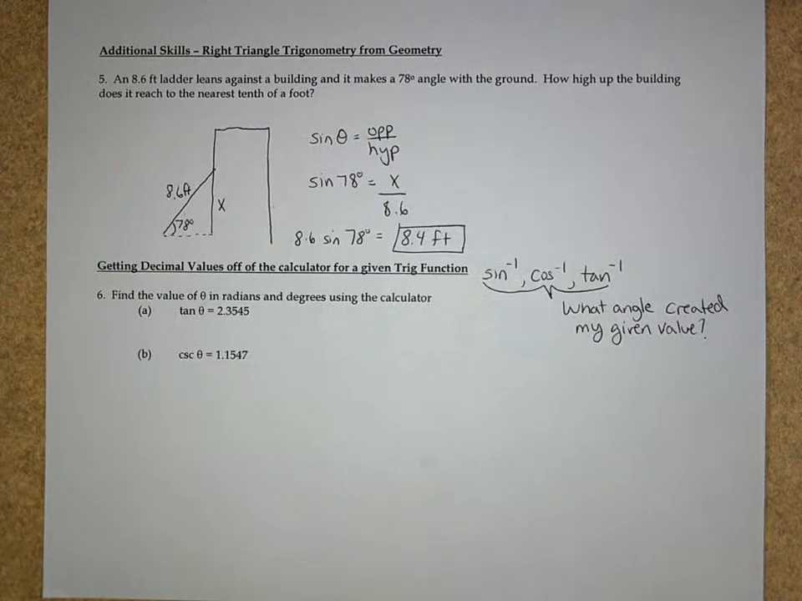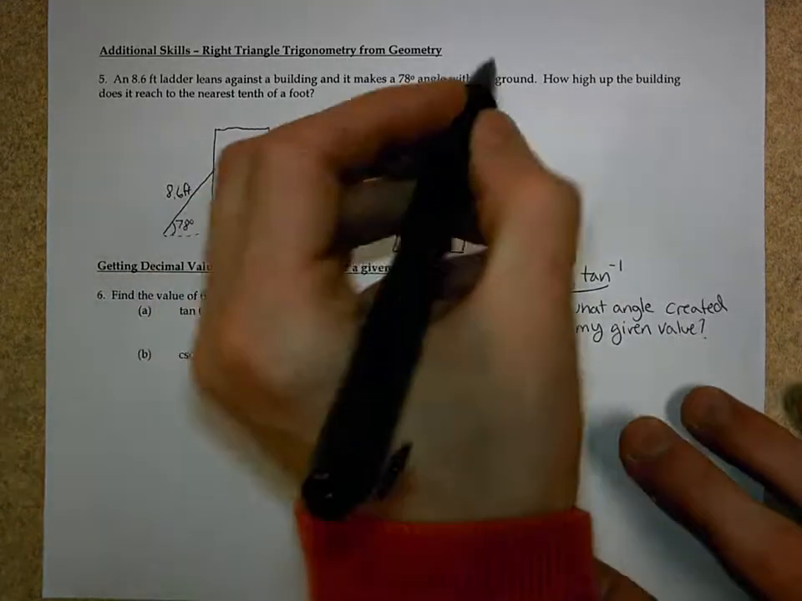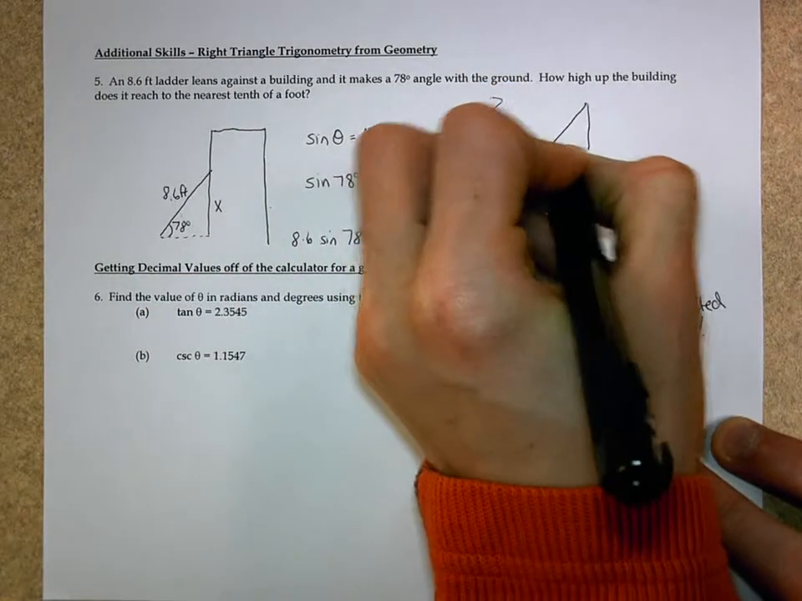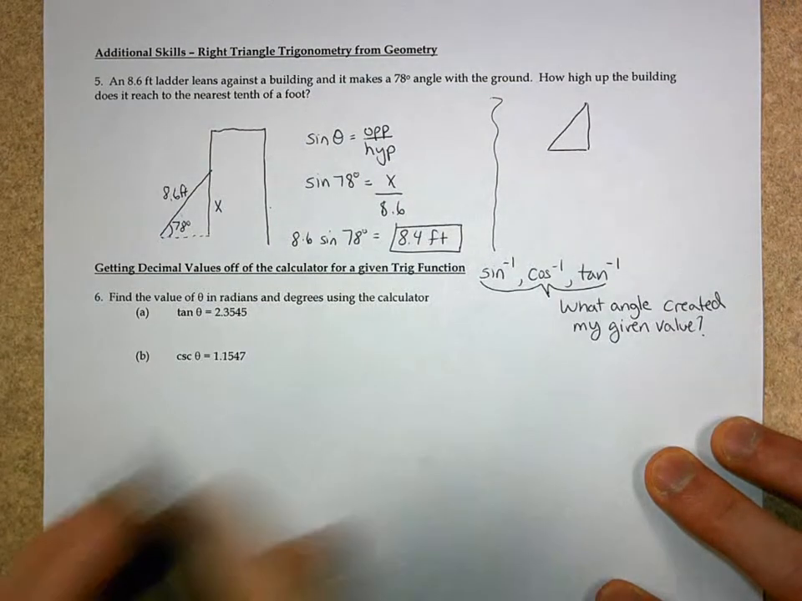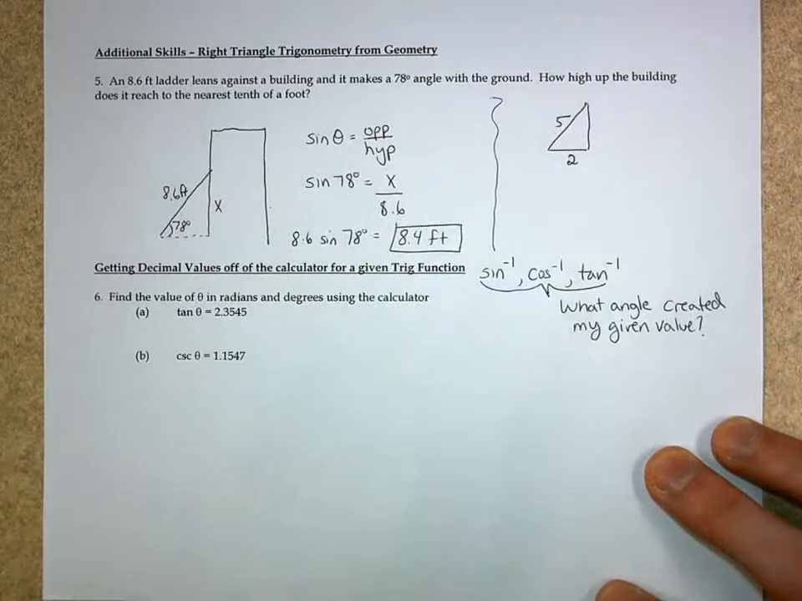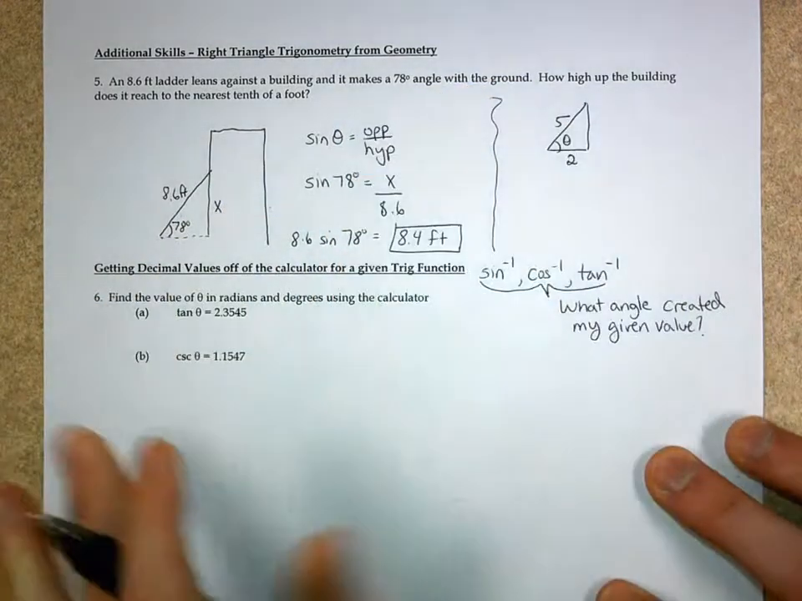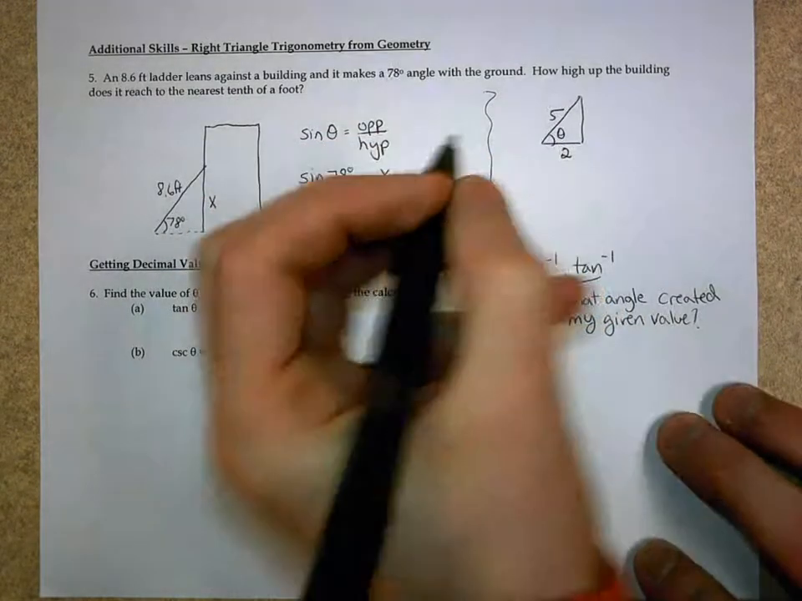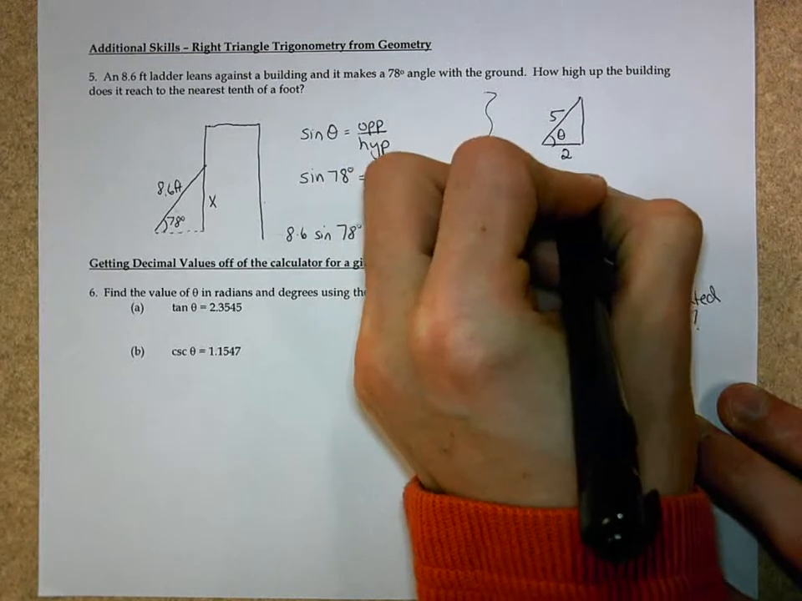If I didn't have the angle measurement, that's where I get into using the inverse sine, cosine, or tangent. So just as a quick review from what you had in geometry, if I had a triangle with an adjacent side of 2 and a hypotenuse of 5, and I wanted to know what that angle measurement was, I would look at my relationship and say I've got the adjacent over the hypotenuse, and I know that's the cosine.